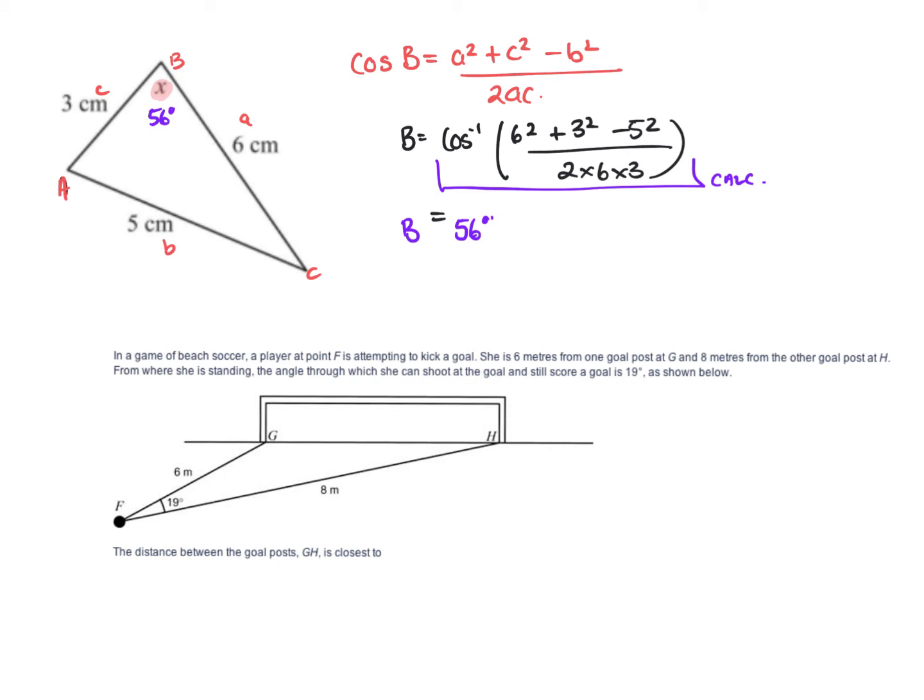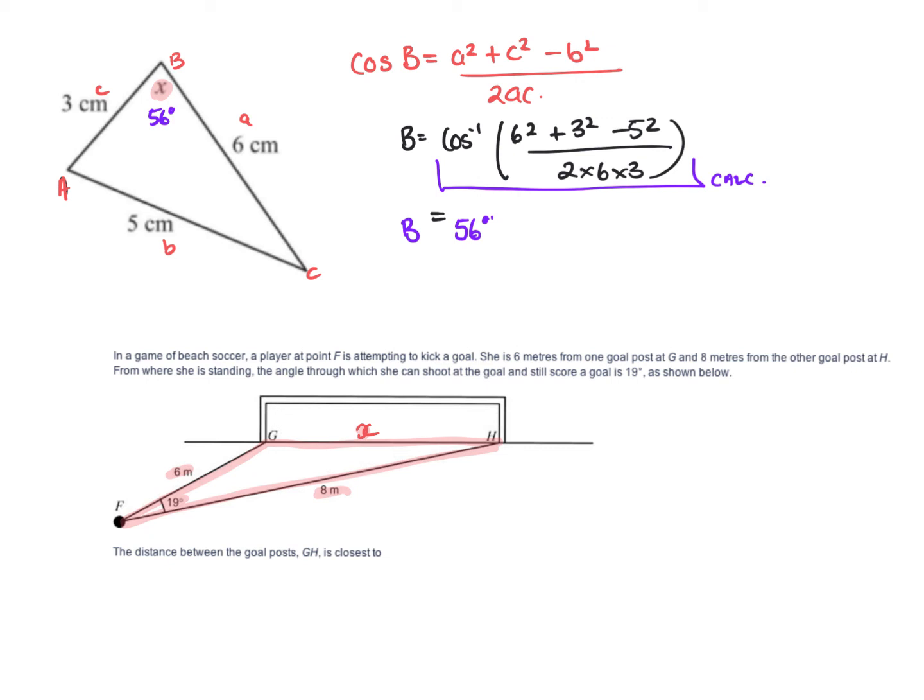Okay, with the next question, let's have a look. It said, in a game of beach soccer, a player at point F is attempting to kick a goal. She is 6 meters from one goalpost and 8 meters from the other goalpost H. From where she's standing, the angle through which she can shoot the goal to score is 19 degrees. So what you've got is this triangle here. They're pretty much giving you that, okay? And they've given you 2 sides and an included angle. So what is the distance between the goalposts? So they're looking for this distance here, okay?